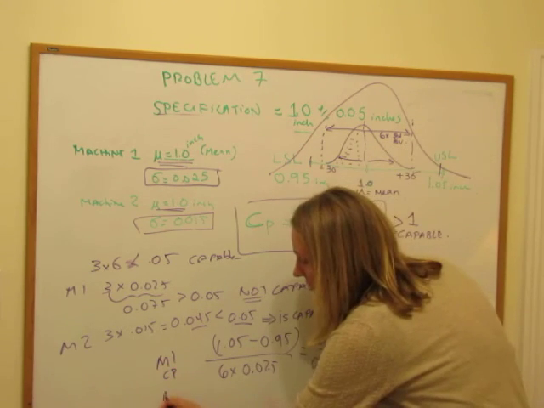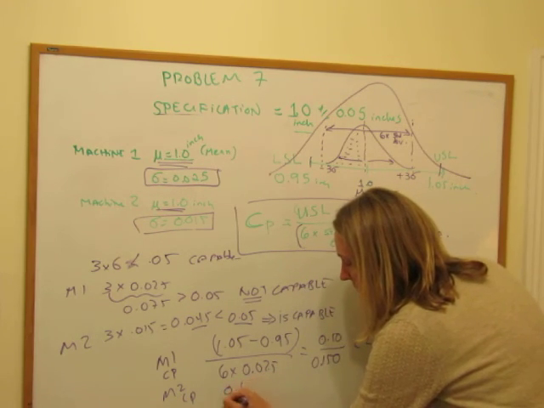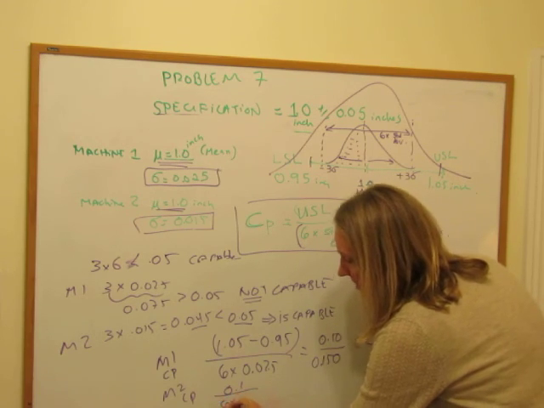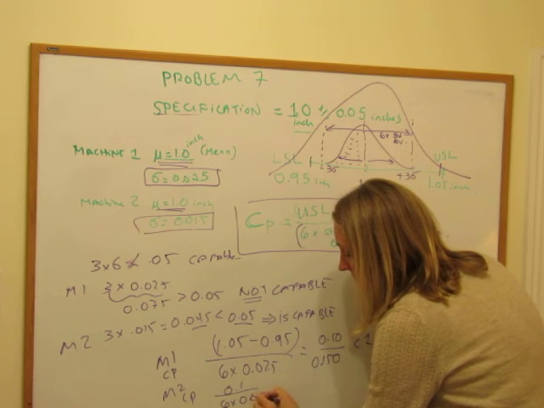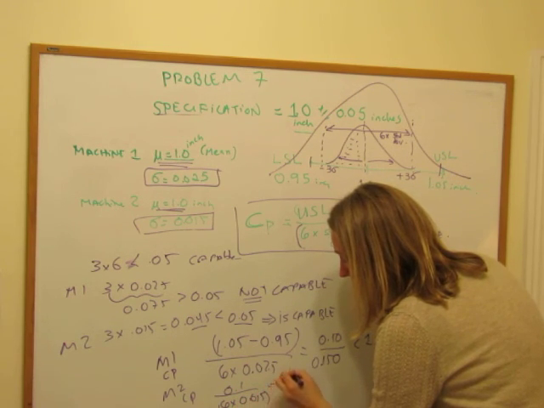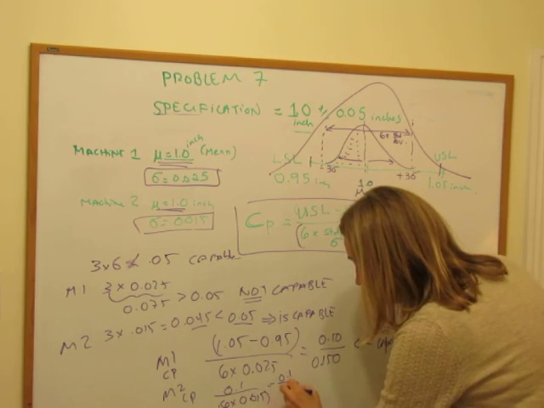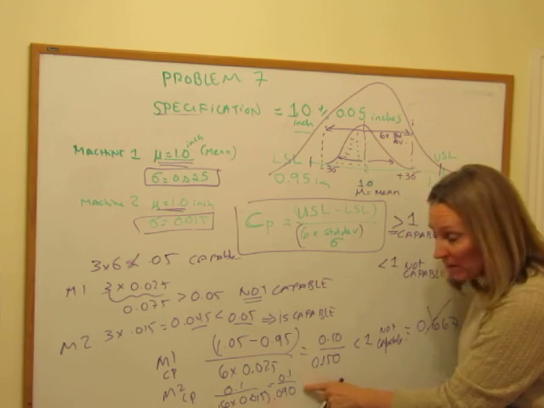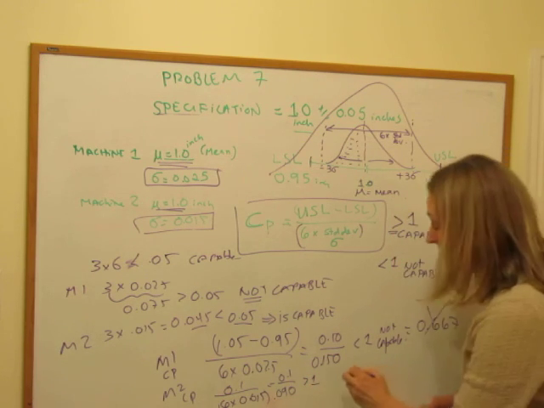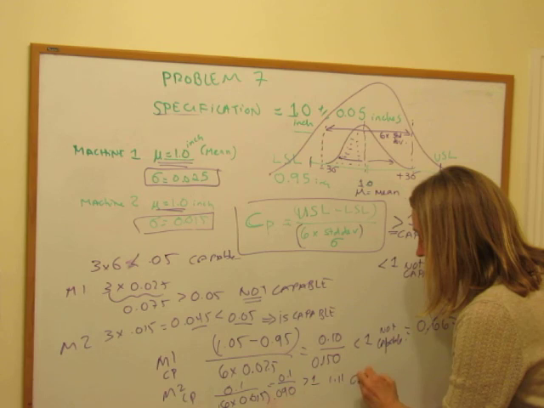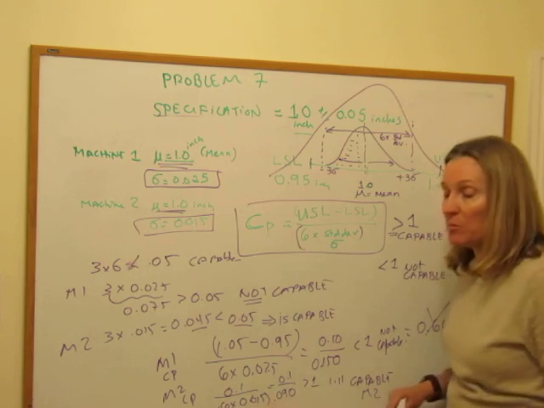And if we were to do machine 2's Cp, we have the same numerator, so 0.1 in the numerator, but the denominator now is 6 times machine 2's standard deviation, which is 0.015. So that's equal to 0.1 divided by 6 times 0.015, which is 0.09. So we know by looking at this that 0.1 is bigger than 0.09, and therefore this is going to be greater than 1. And actually it's 1.11, which means that it is capable. So again, machine 2 is capable.